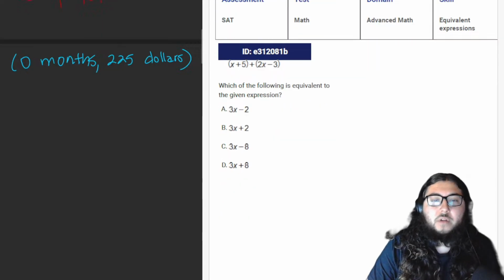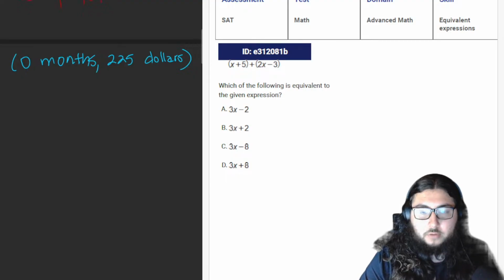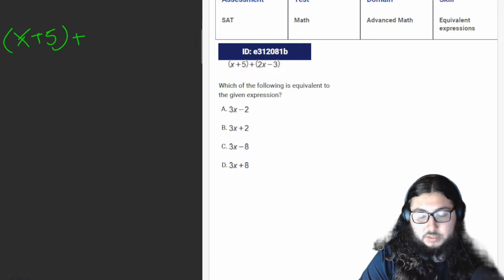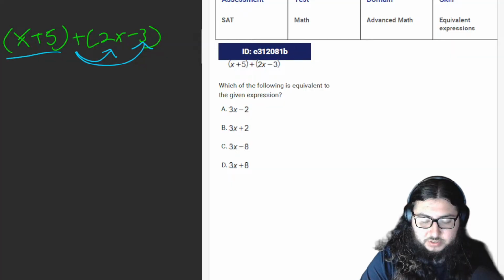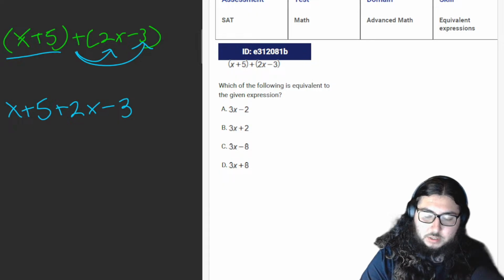All right, which of the following is equivalent to the given expression? This is just a matter of combining like terms. So x plus 5 plus 2x minus 3. Distributing this plus sign to both of these, and because we can just drop the parentheses here, x plus 5 plus 2x, and a positive and a negative make a negative. So we have x plus 5 plus 2x minus 3.